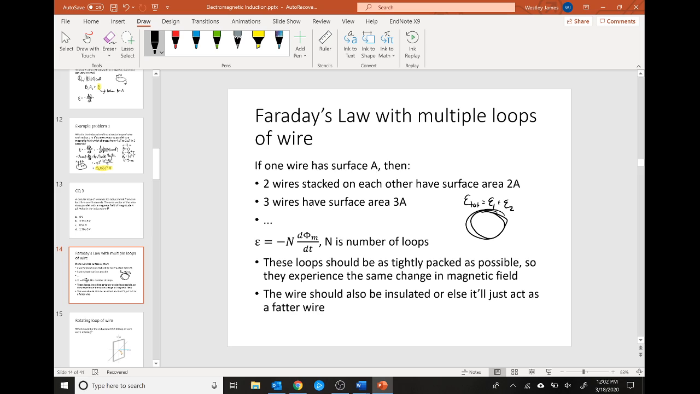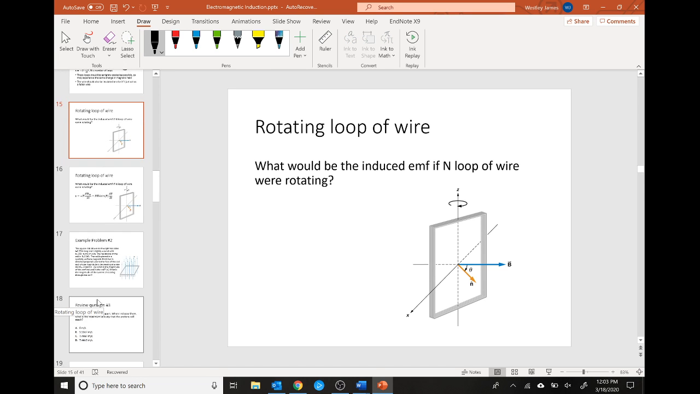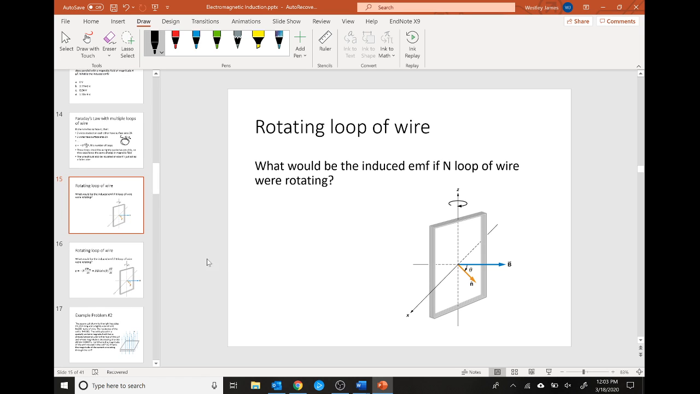And that's fine. So the big takeaway physics-wise is if you have multiple loops, you just multiply your change in flux through one loop by the number of loops. Engineering-wise, there are a few more considerations. All right. I'm going to conclude with this rotating loop, and that'll be the last thing I talk about today.